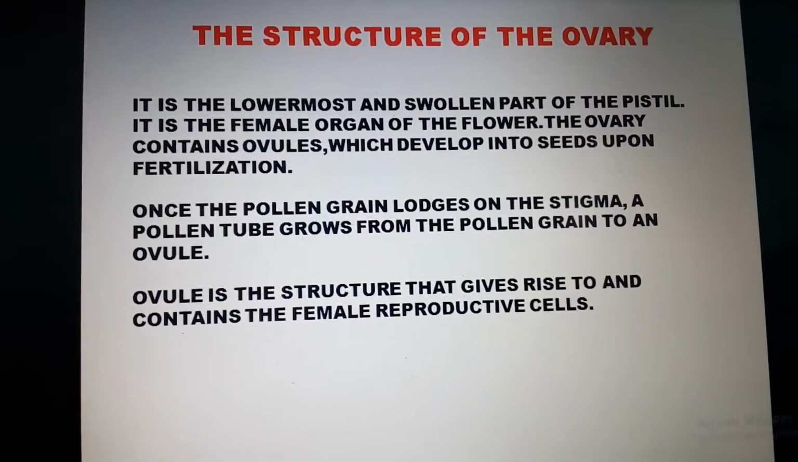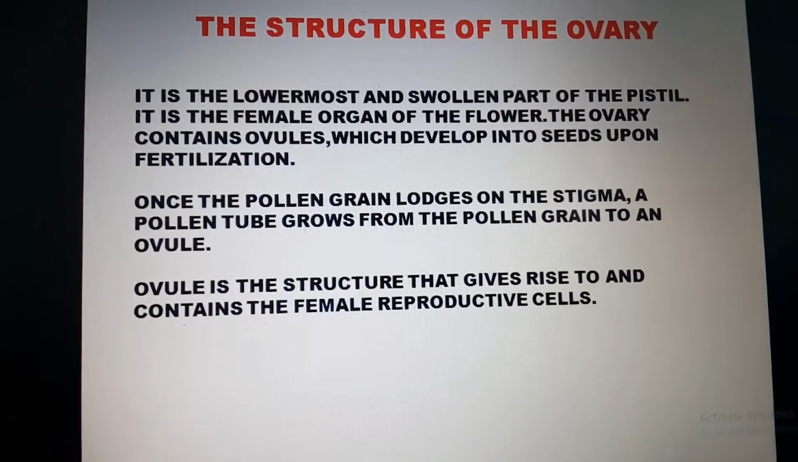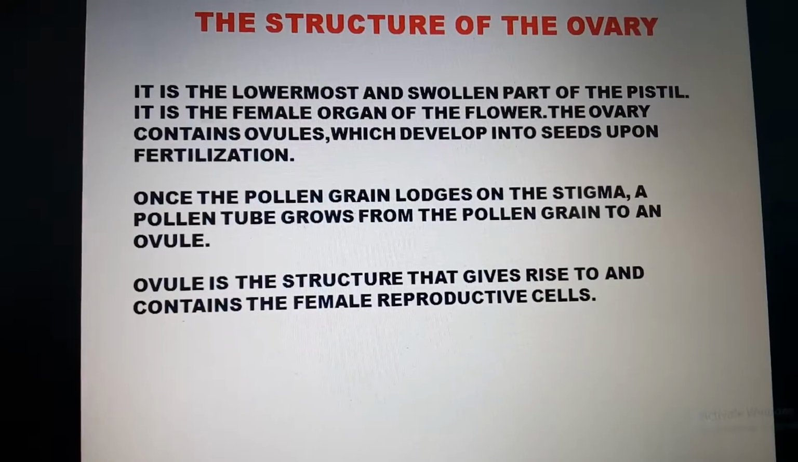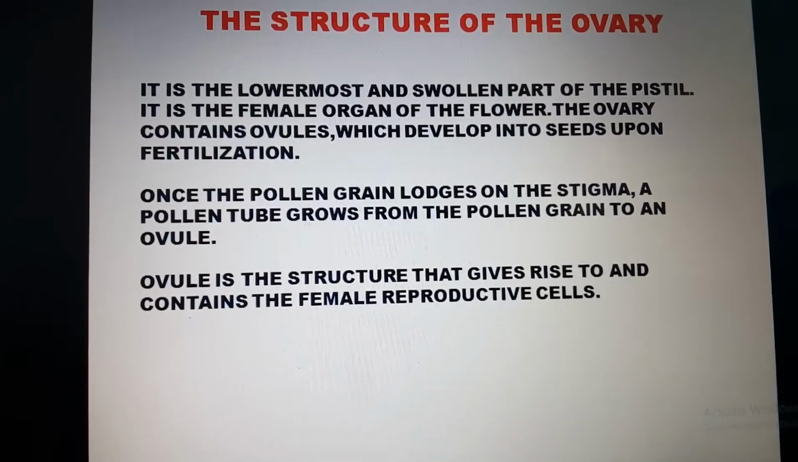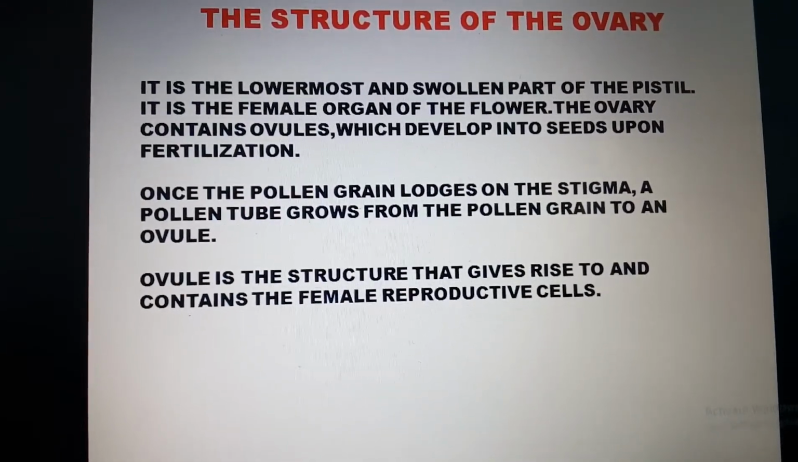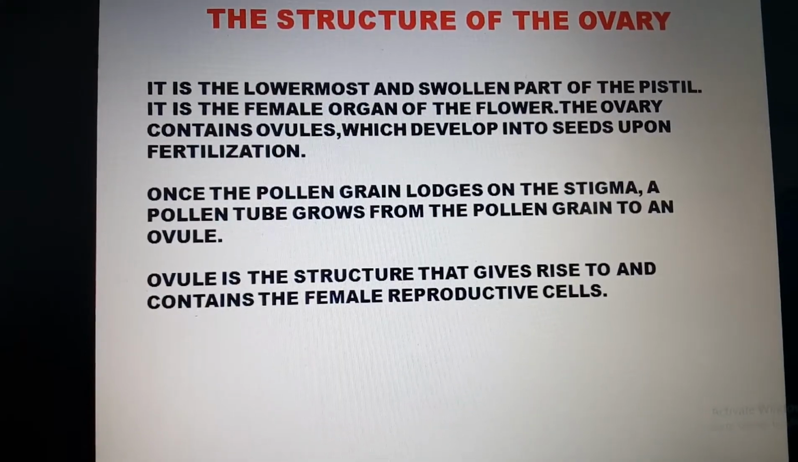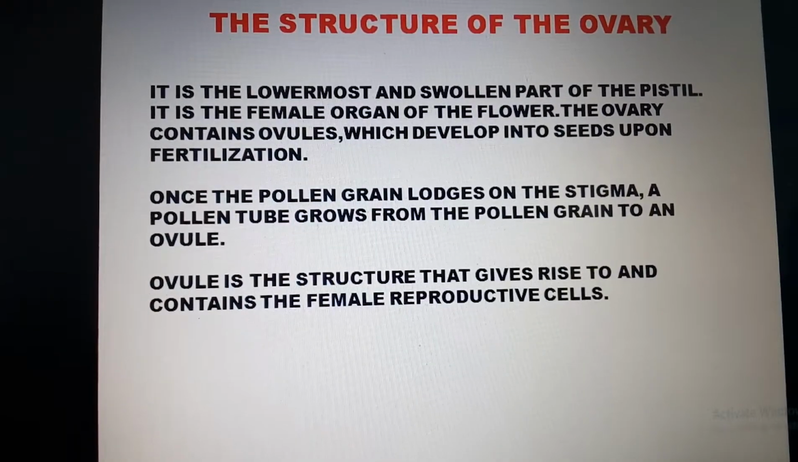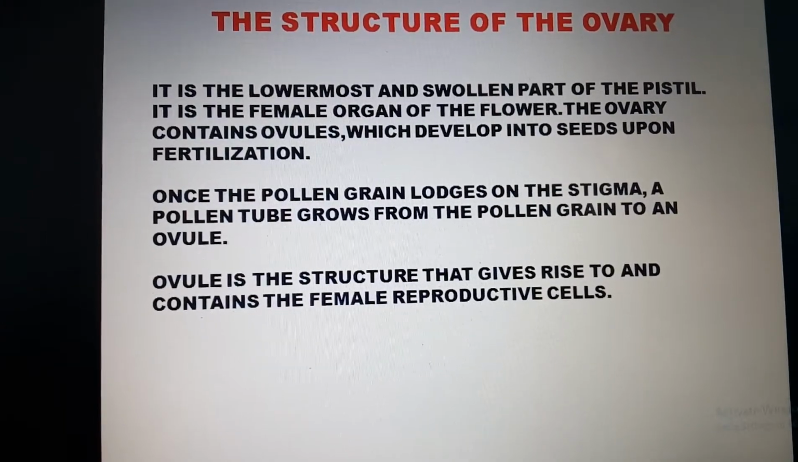Now you know that we are doing the chapter that is getting to know plants. Today we will discuss the structure of the ovary. In my last class we had already said that the ovary is the part of the female reproductive system of the flower: style, stigma and ovary. It is the lowermost and swollen part of the pistil, and it is the female organ of the flower.